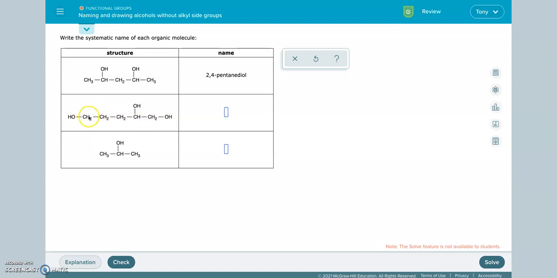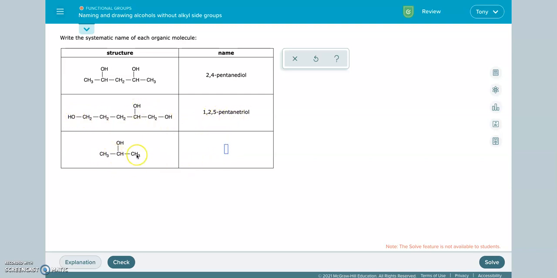If you start numbering from this side, we would have a 1, and then we'd have a 4 and a 5, right? So if we labeled this as carbon 1, it would be 1, 2, 3, 4, 5, pentane triol. But actually, if we number from this side, we get lower numbers. So the goal here is always to have the lowest numbering possible. So if we start from this side, we've got 1, 2, 5, pentane triol. So again, the numbering for where our substituents are: carbon 1, carbon 2, and carbon 5. And then we've got OH groups everywhere, so this would just be pentane triol.